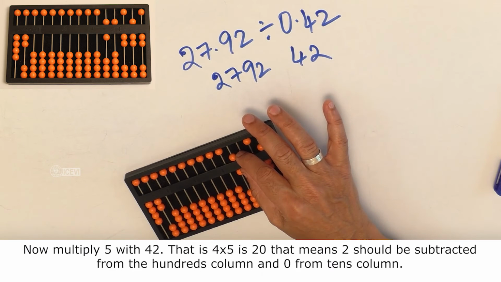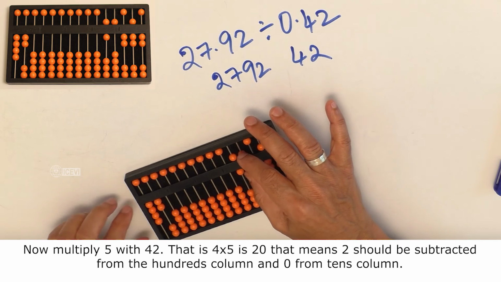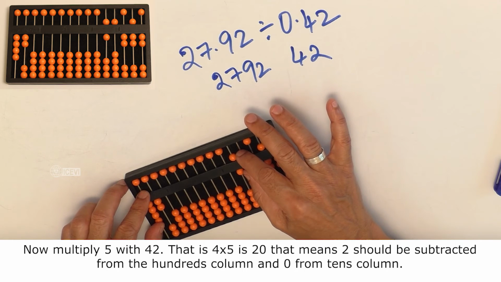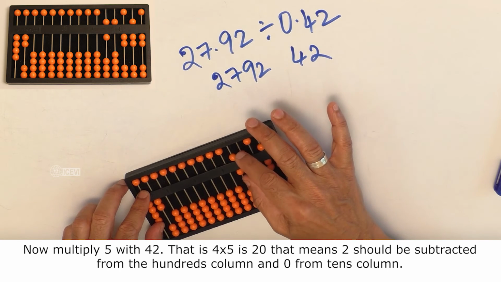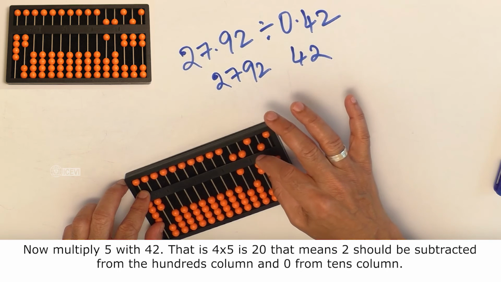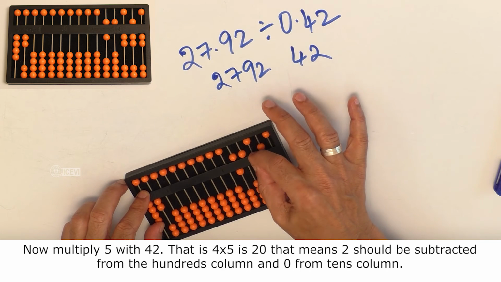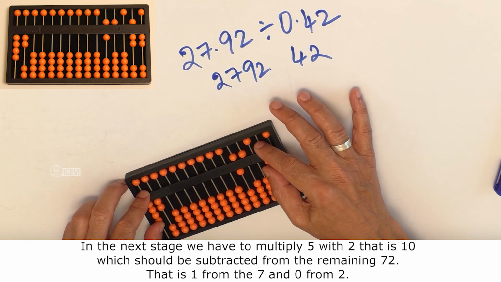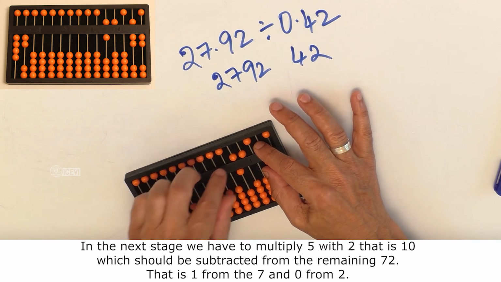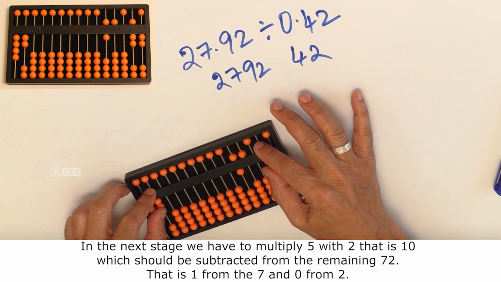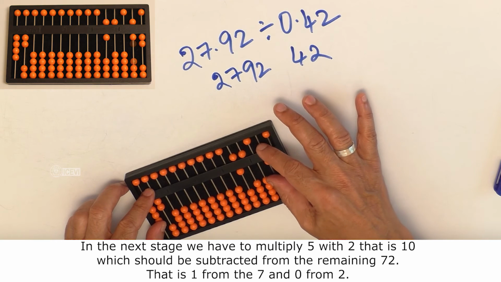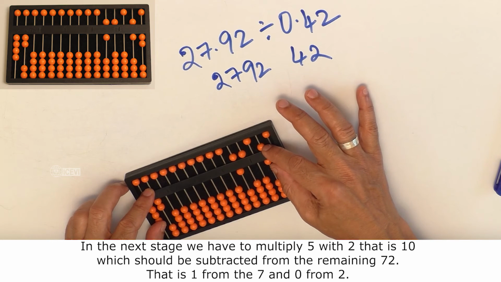Now multiply 5 with 42, that is 4 and 5. When you multiply, you get 20. That means 2 should be subtracted from the hundreds column and 0 from the tens column. In the next stage, we have to multiply 5 with 2, that is 10, which should be subtracted from the remaining 72, that is 1 from 7 and 0 from 2.